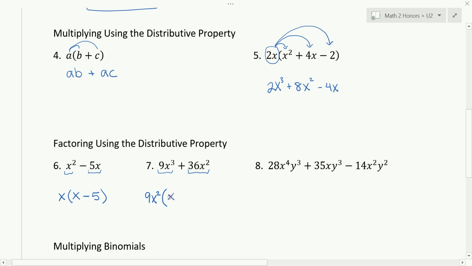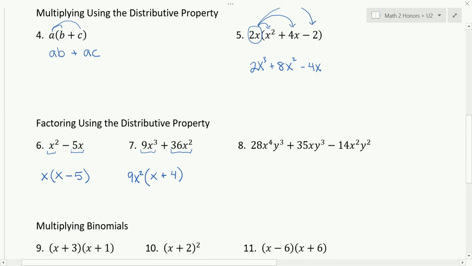X, because you're trying to think 9x squared times what equals 9x cubed: x. Plus, if I divide 36x squared by 9x squared, I get 4. And again, you can check this by multiplying it out and seeing if you end up with that answer.